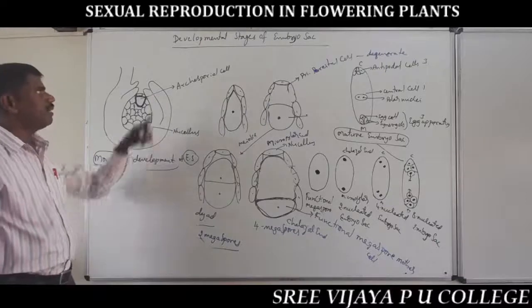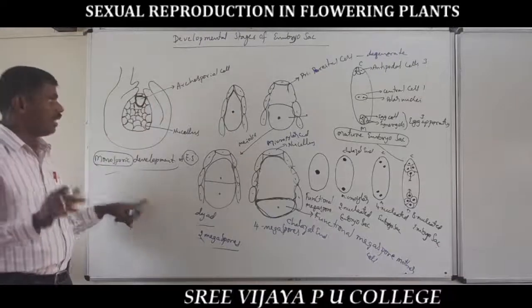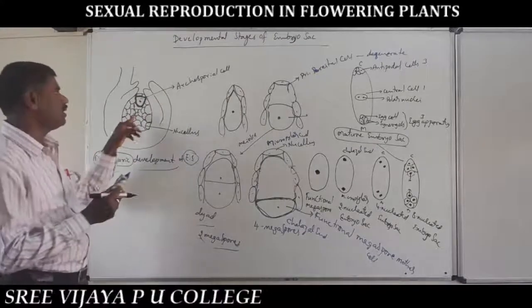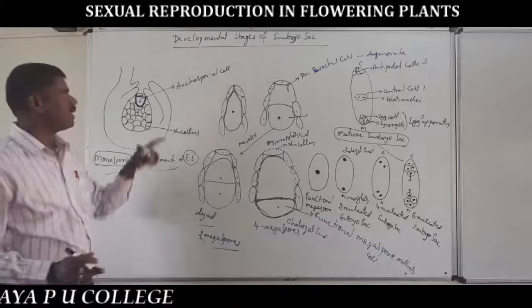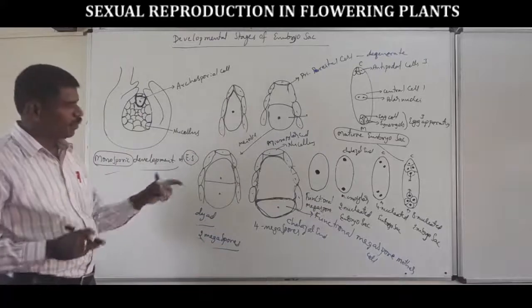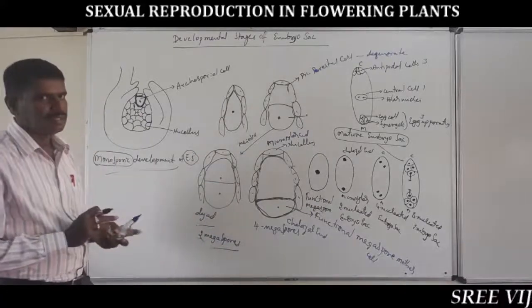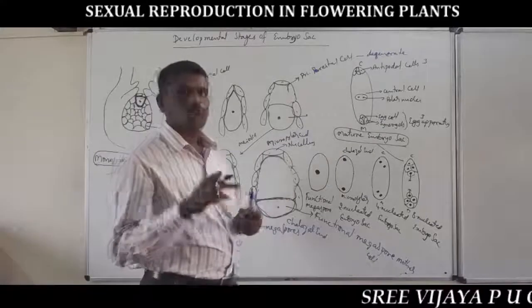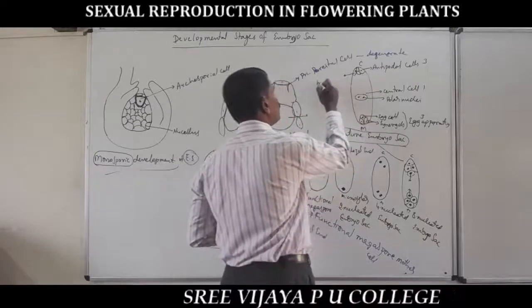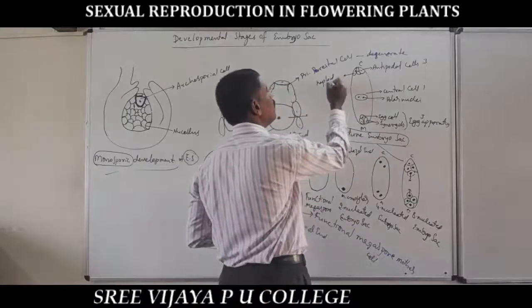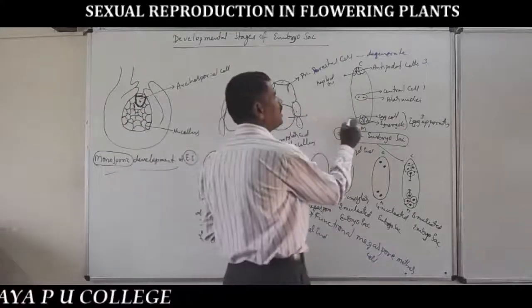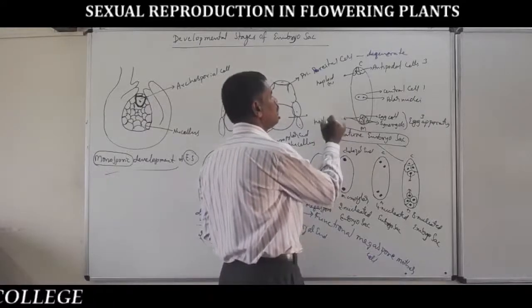So these are the developmental stages of the embryo sac from one of the hypodermal cells present in the nucellus, which divides to produce a complete embryo sac. Now let us look at the ploidy level. The antipodal cells are haploid. The egg cell and synergid cells are also haploid.